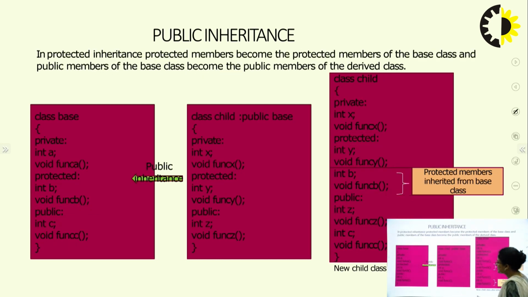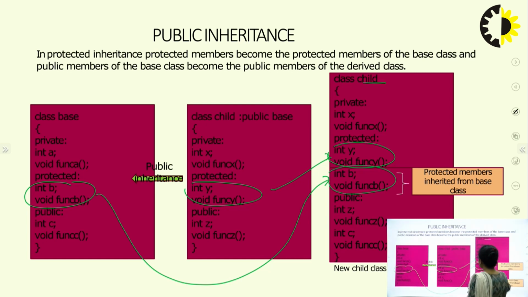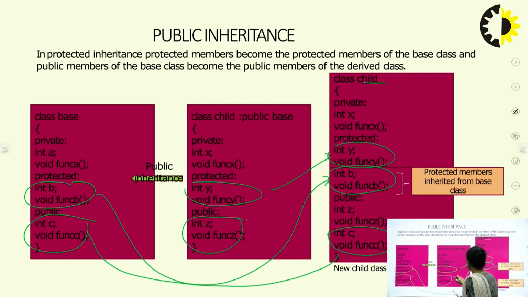Now, if the inheritance is public, same scenario, what happens? In addition to the members already there in the derived class, the protected members of the base class will become the protected members of the derived class. The public members of the base class will become the public members of the derived class, in addition to the members which are already there in the child class.